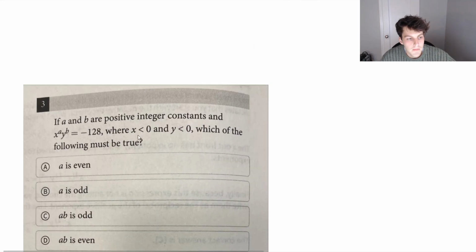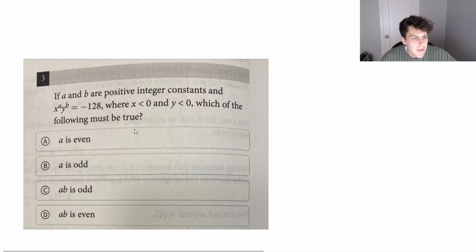Next question. If a and b are positive integer constants, and x to the a times y to the b is equal to negative 128, where x is less than 0 and y is less than 0, which of the following must be true? Okay.